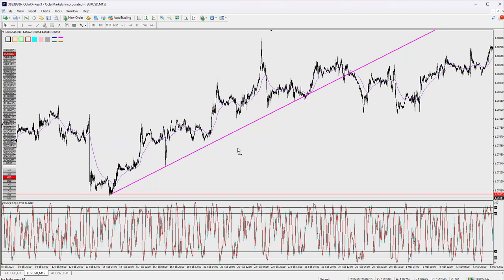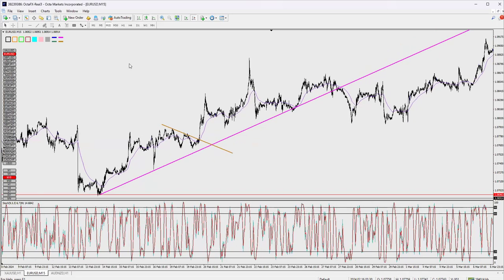So what I'll be doing, once I draw my trend line, I'll be using the minor trends. These are minor trends. It's a counter trend though, a minor counter trend. So like this one right here. Then we have another minor counter trend right here.